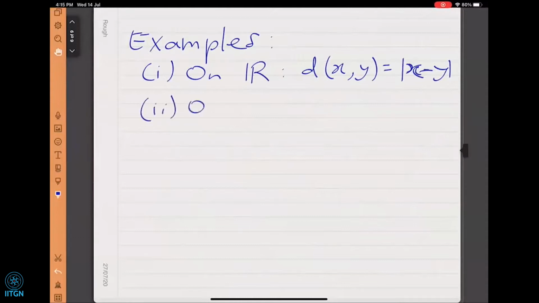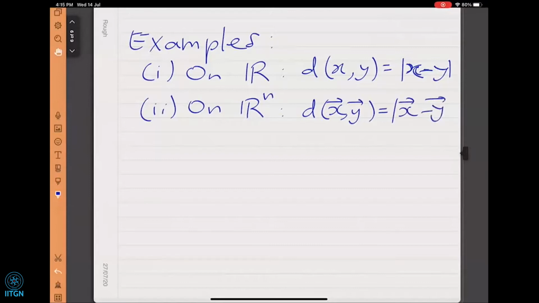Similarly, on R to the n, any Euclidean space, for example R to the 2 is the plane, R to the 3 is the 3 volume. On any of those, I can just generalize this by labeling the points by vectors x and y, or by their coordinates, and I'll just take the distance function to be mod of x minus y. But again, these are only examples.